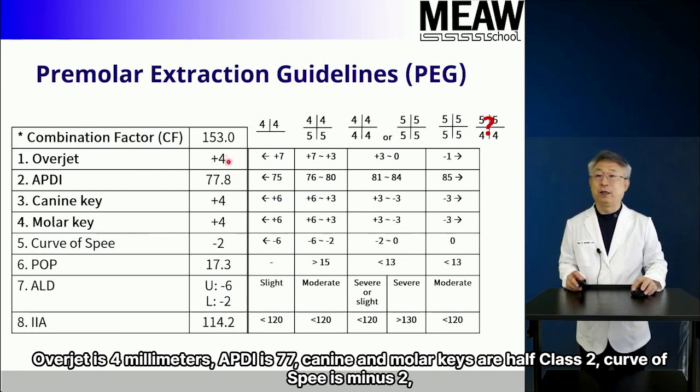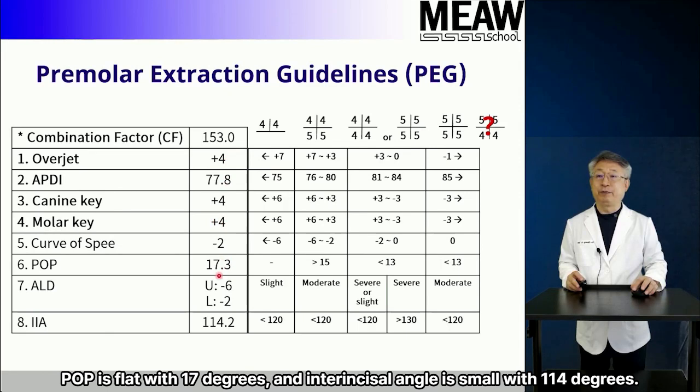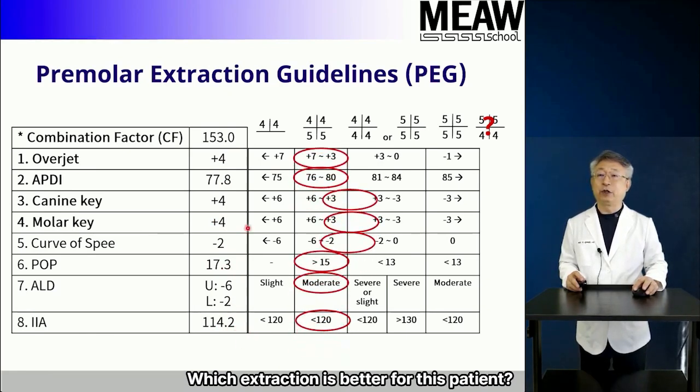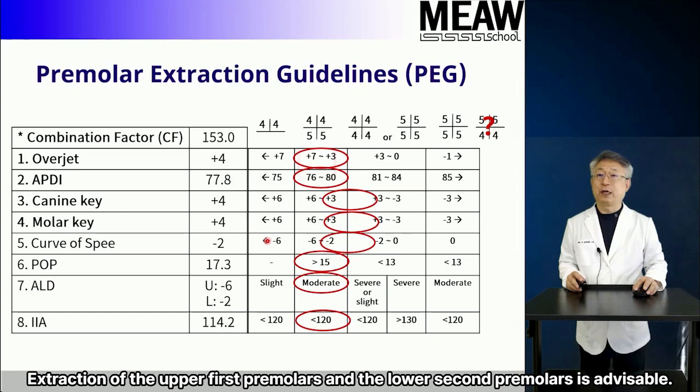Overjet is 4 mm. APDI is 77. Canine and molar keys are half class 2. Curve of SPI is -2. POP is flat with 17 degrees, and interincisal angle is small with 114 degrees. Which extraction is better for this patient? Extraction of the upper first premolars and the lower second premolars is advisable.